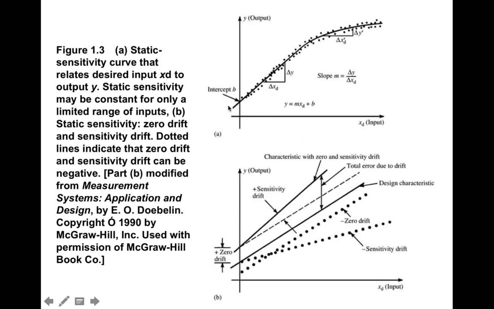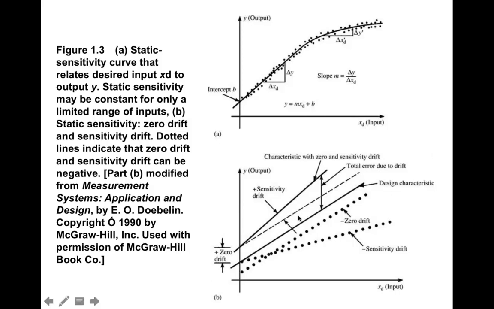So here's a static sensitivity curve. This top curve in A shows the incremental change in X, incremental change in Y, and then here's the best fit line. Here's your intercept. Here's your slope. It's delta Y over delta X sub D. And then notice at some point this curve is no longer a constant. So what that means is that this point right here where that change occurs is the limit of linearity of your measurement instrument.